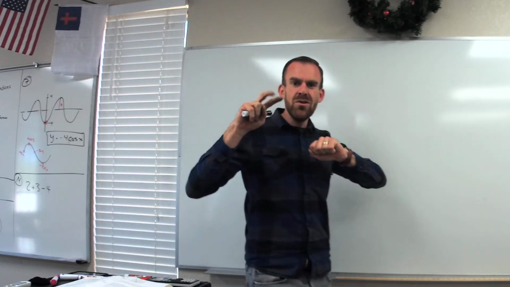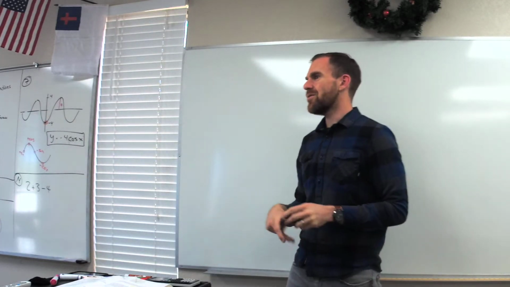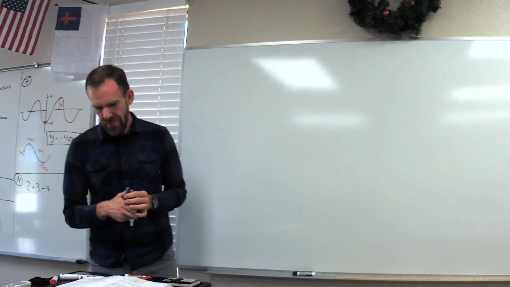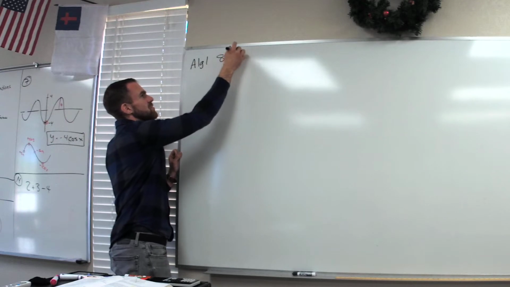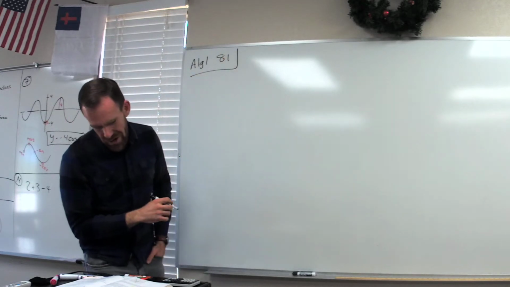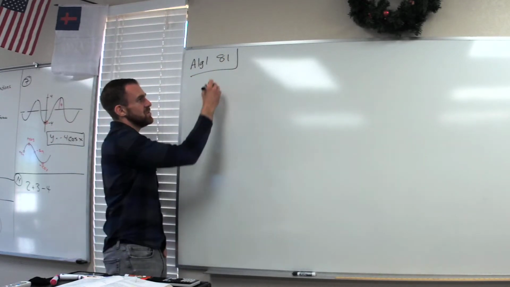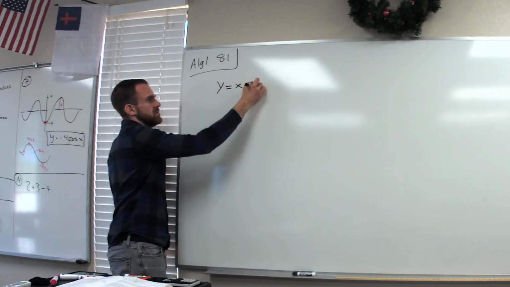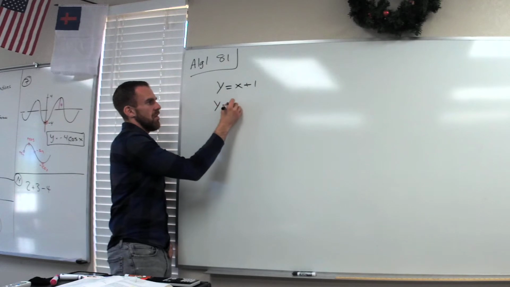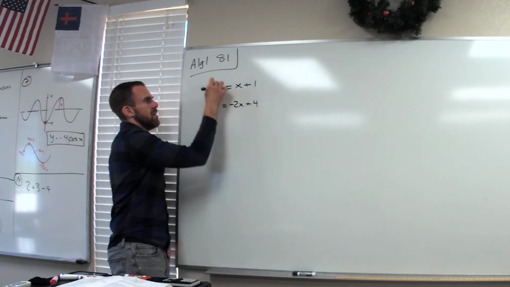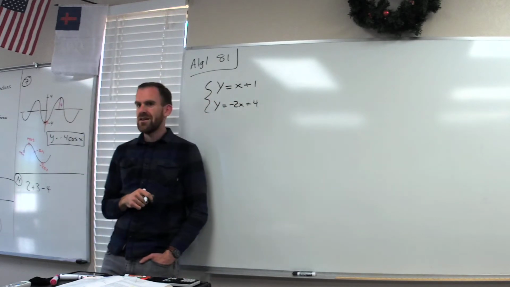Now, we have learned two ways so far in order to solve equations. What are those two ways? Systems of two equations in two variables. Like this problem right here. Y equals x plus 1 and y equals negative 2x plus 4. What are two ways that we know how to solve these already?